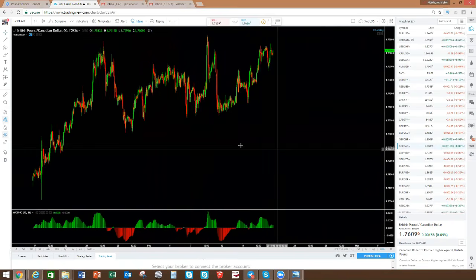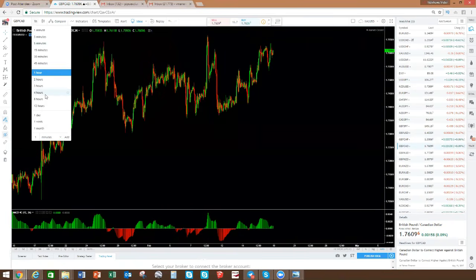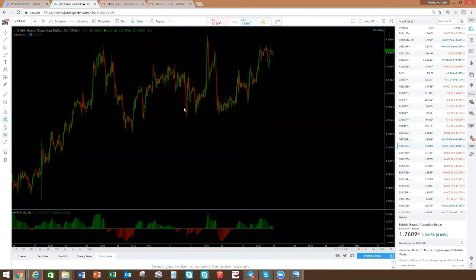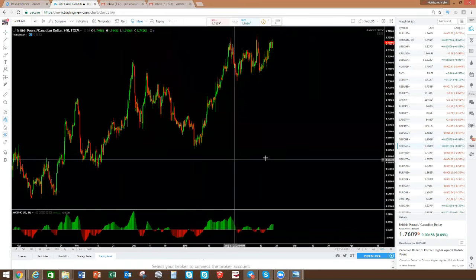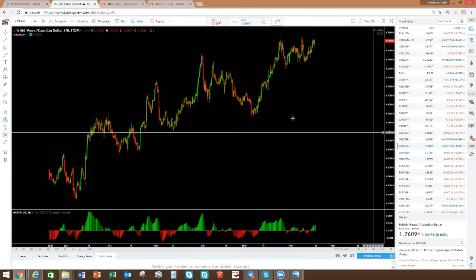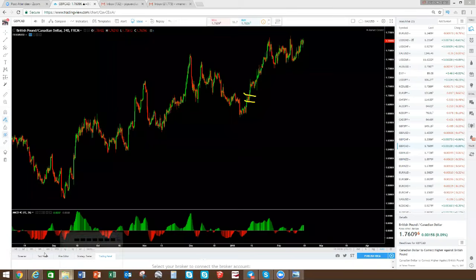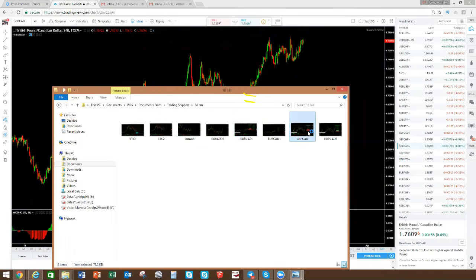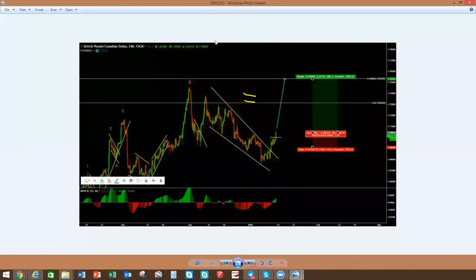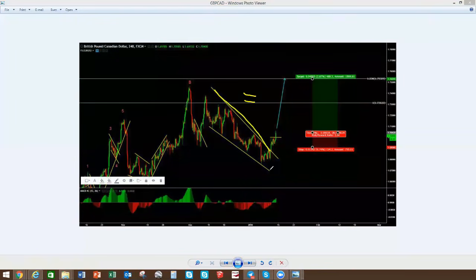Pound CAD. Let's go 4 hour. So we're running a long-term trade on this one. And we actually bought this one here. Let me show you where we bought pound CAD. See there. On that channel, when it broke out of correction, we entered that. And you can see on the chart where we are.